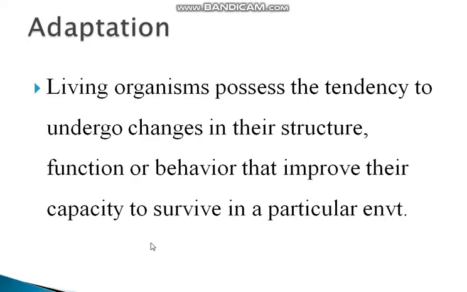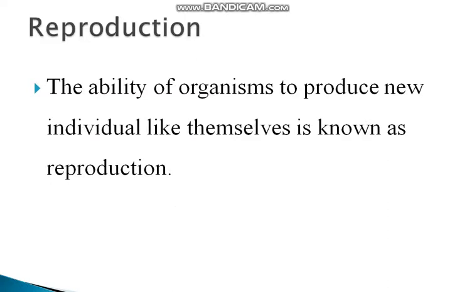Then move to the next property, that is adaptation. Living organisms possess the tendency to undergo change in their structure, functions or behavior that improve their capacity to survive in a particular environment. That is known as adaptation. And the last characteristic is reproduction. We already know that the ability of organisms to produce new individuals like themselves is known as reproduction.